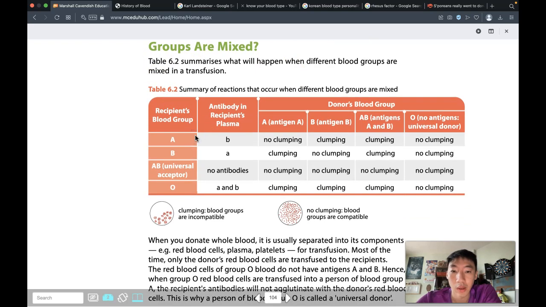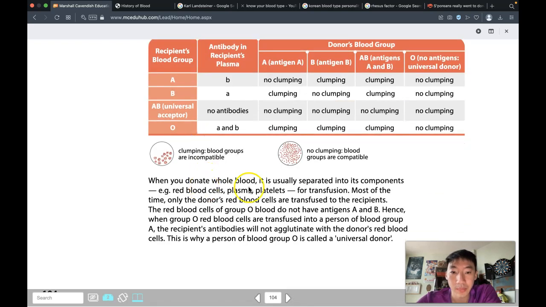Okay, so take note, when you donate blood, you actually separate the components. For example, you separate the red blood cells, the plasma, and the platelets. Most of the time, only the red blood cells are transfused to the patient. They do not transfuse the plasma, because that will add more complications. So they will try to donate only the red blood cells alone, without the platelets or the white blood cells, etc. Okay, white blood cells, no choice, that one will be inside. So just mainly the red blood cells by themselves.